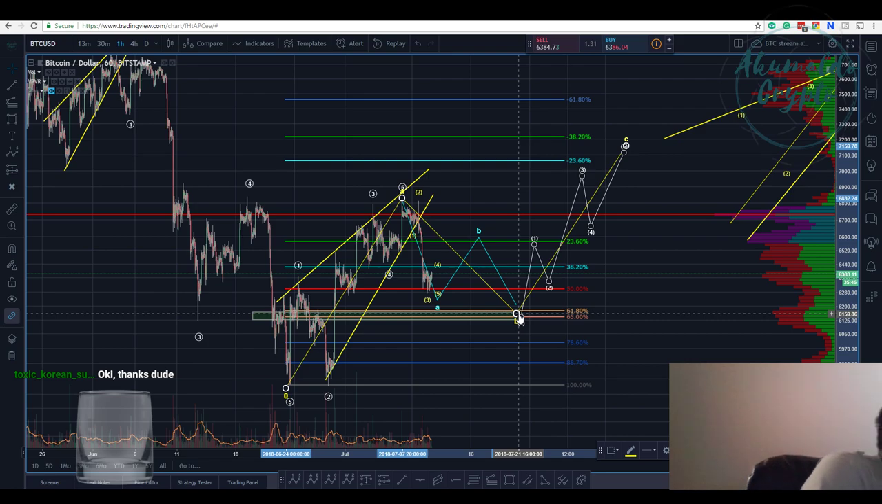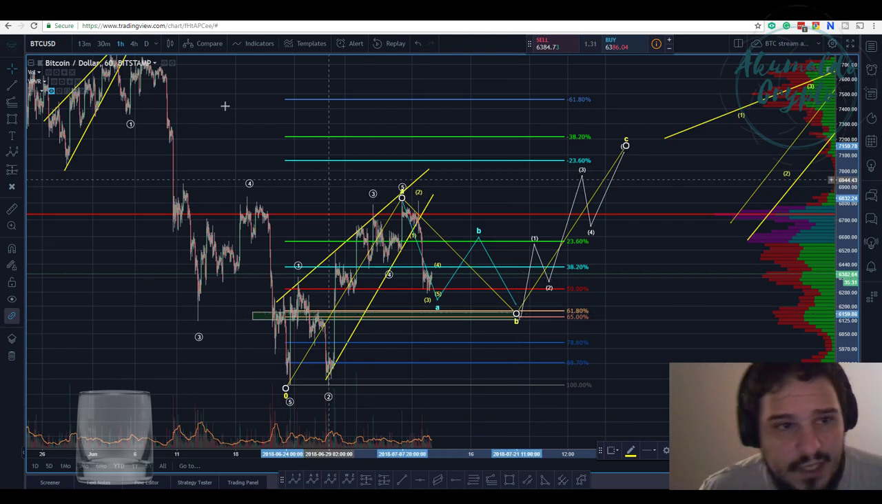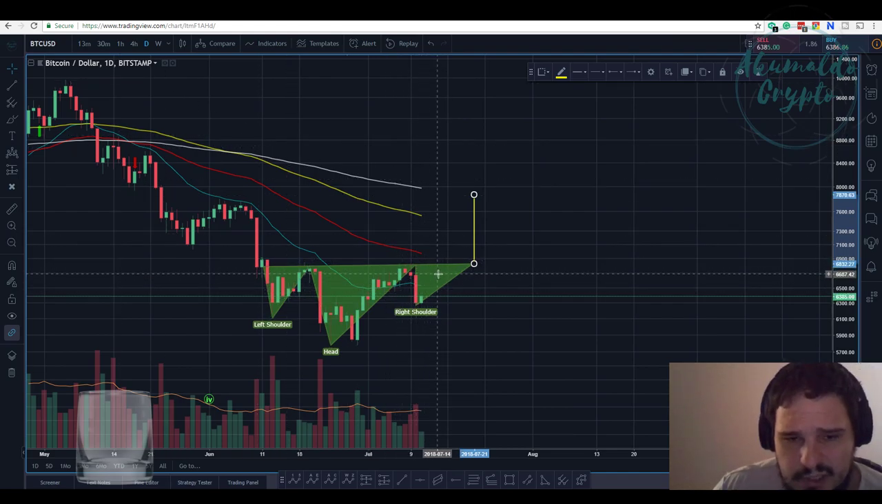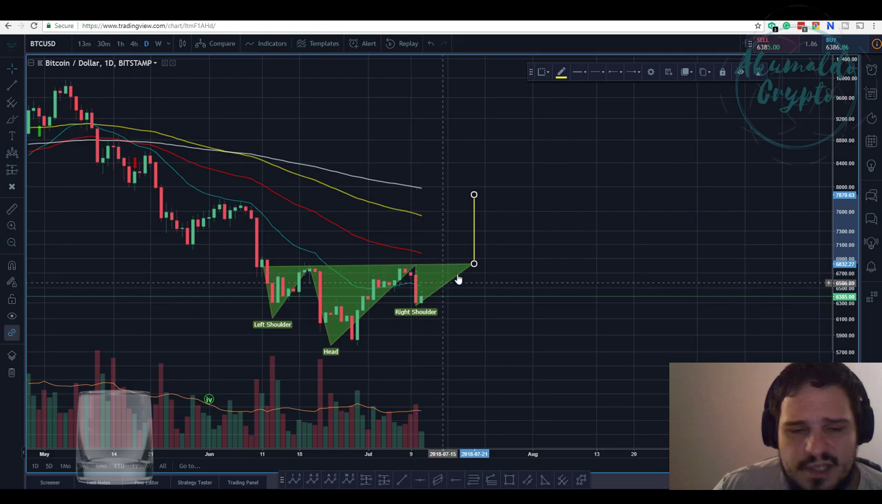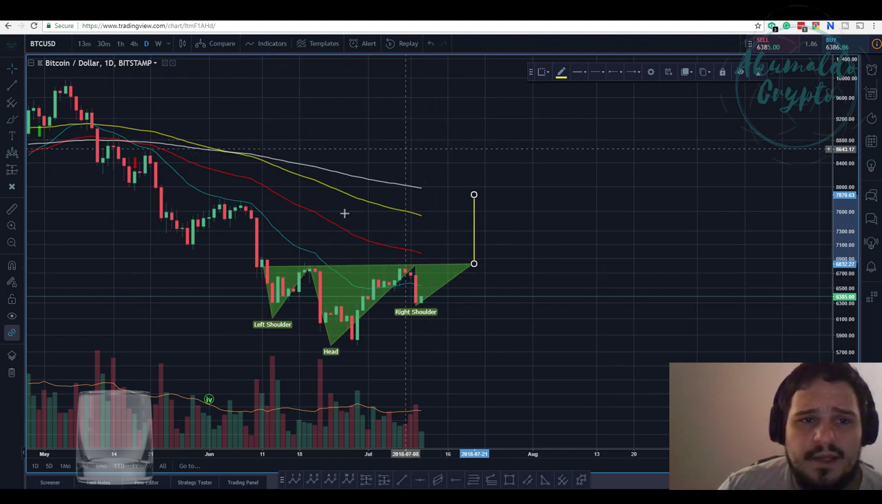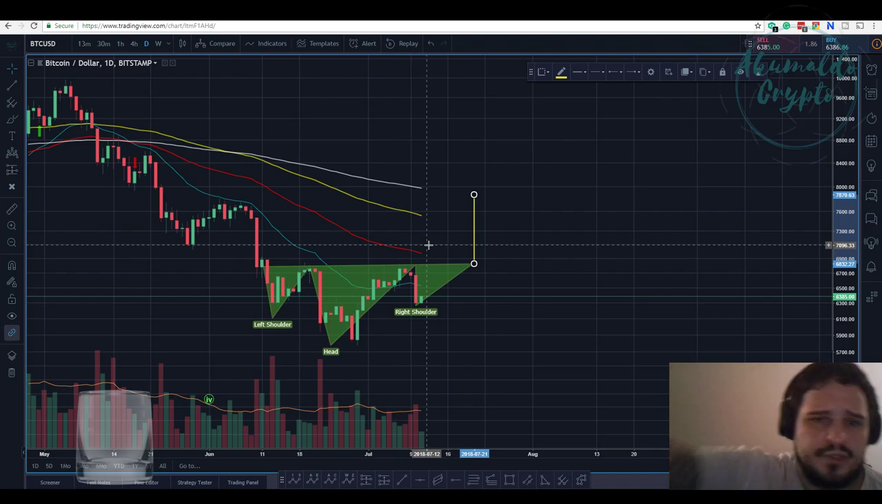This is why your C is shallow. You are looking at the head and shoulders. Inverted, I wouldn't count on inverted head and shoulders because we don't have the volume confirmation on the right shoulder. We can't count this as a right shoulder, not yet. I'm just presenting this scenario, this might happen, okay?